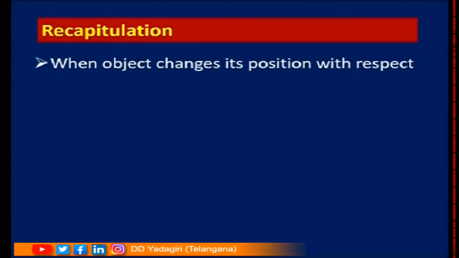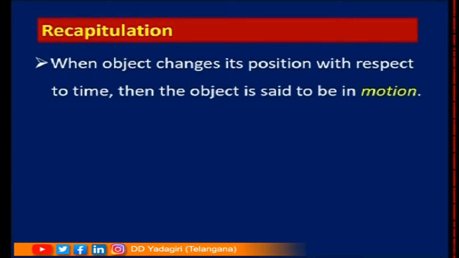Children, now we are in the lesson graphs of motion. We are going to discuss graphs of motion, how to draw graphs for the motion of an object. So what is this graph? You might have heard about this word in mathematics. So what is motion of an object? When an object changes its position with respect to time, then the object is said to be in motion.